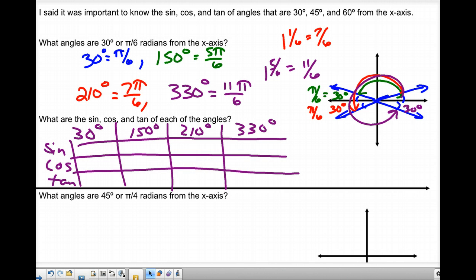The sine of 30 is a half. Therefore, these all are going to be some form of a half. 2 of them will be positive, 2 of them will be negative. Where was sine positive? Up high. Sine's positive in the first and second quadrant. Therefore, it's negative in the third and fourth, because you're down low.